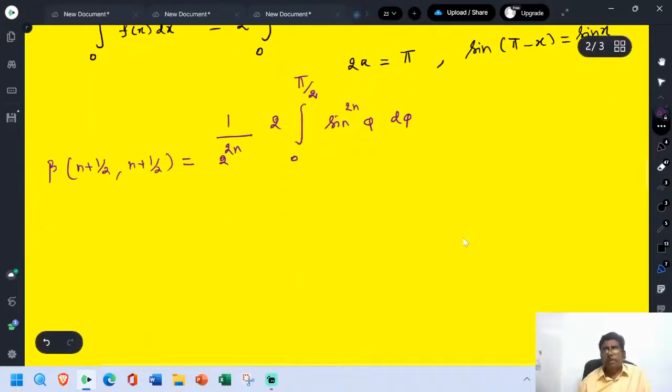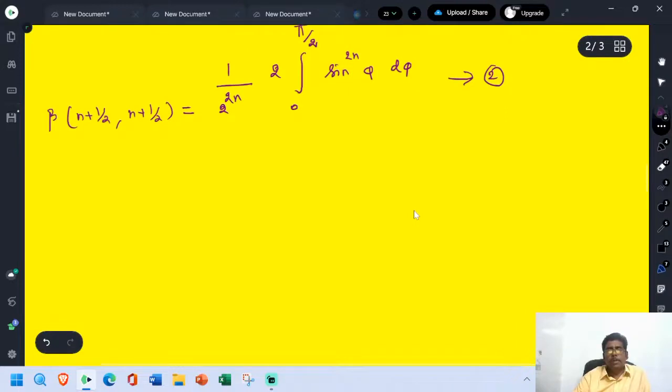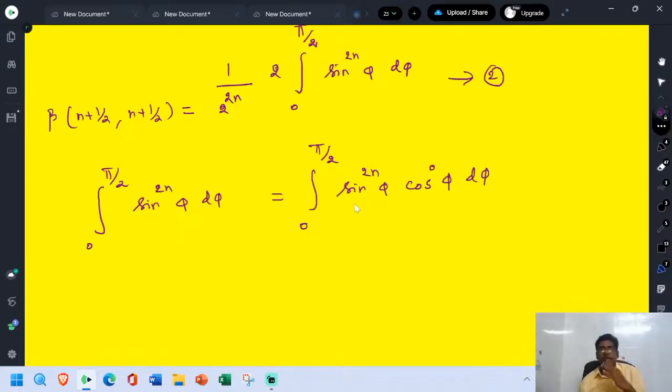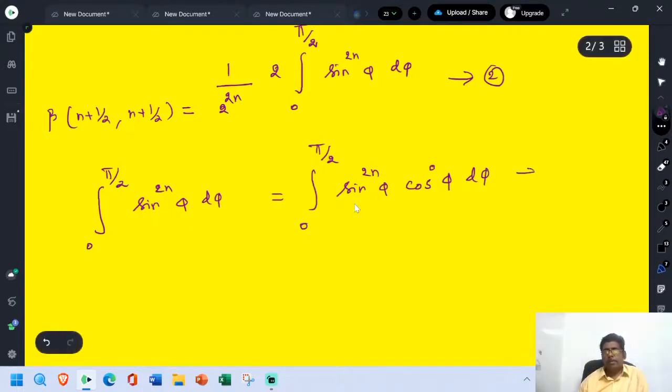Keep this as equation 2. Now we have to solve this integral, that is the integral from 0 to pi by 2 of sine power 2n phi d phi. This is rearranged as the integral from 0 to pi by 2 of sine power 2n phi cos power 0 phi d phi. For our convenience, we have expressed this in terms of sine and cos. Cos power 0 phi is 1, which will not affect the nature of this equation. Say this is equation number 3.